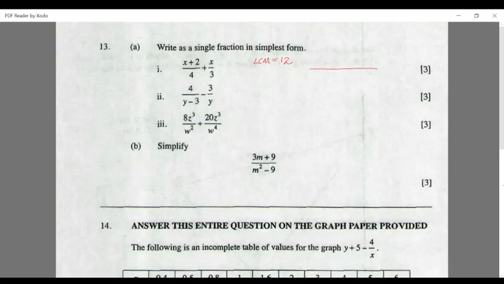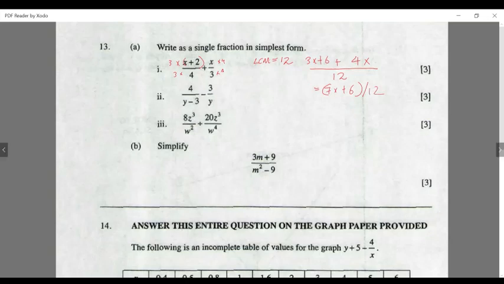So since you have a common LCM of 12, now you need to multiply both the numerator and the denominator for both fractions in order to get the LCM on the bottom. So 3 times x plus 2 is 3x plus 6, and then plus 4x over 12. So now we just have to add these. 3x plus 4x is 7x plus 6 divided by 12. And we found the answer.